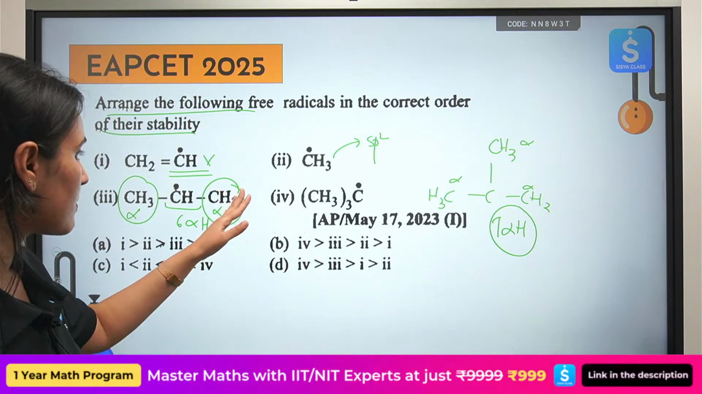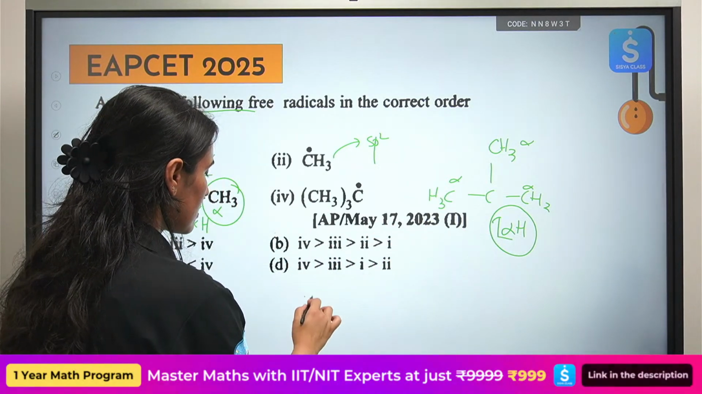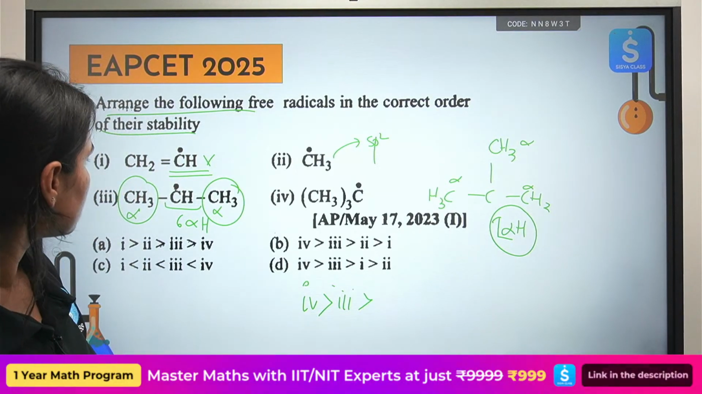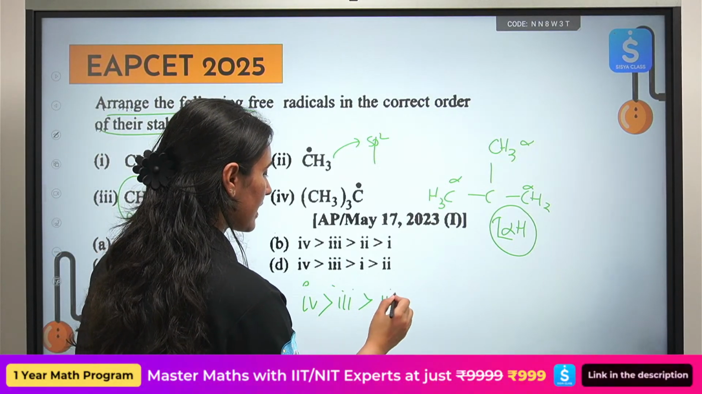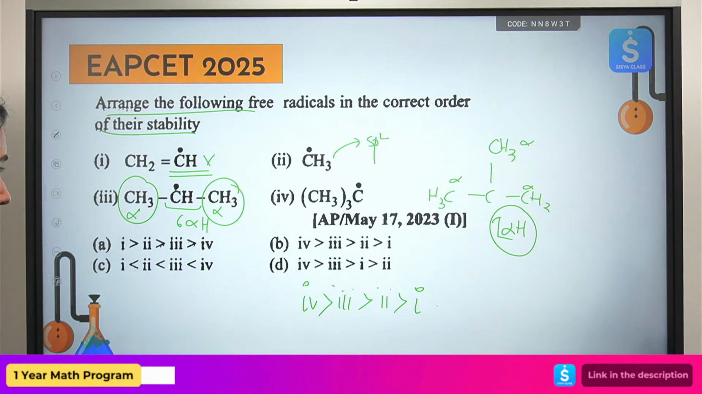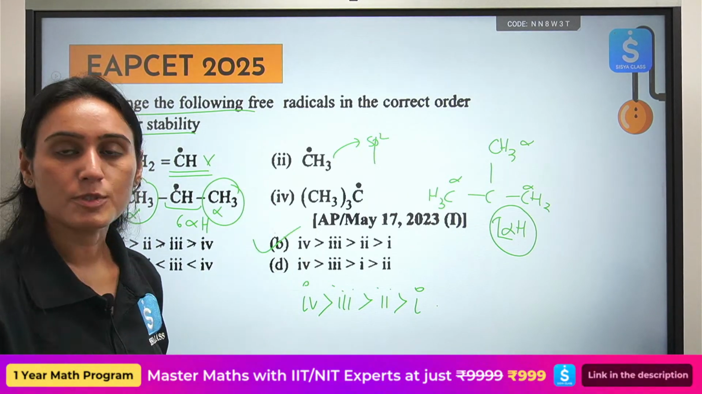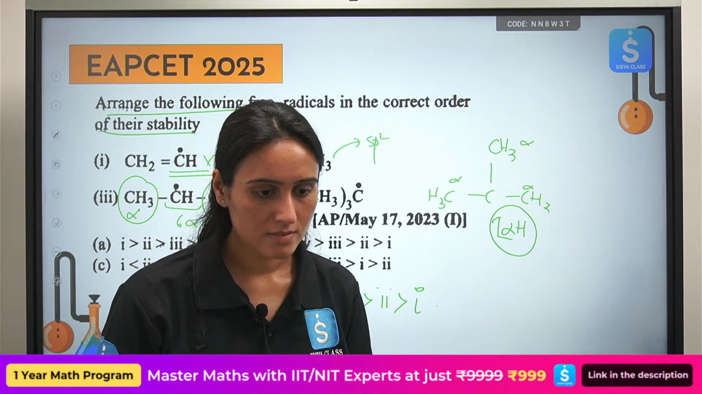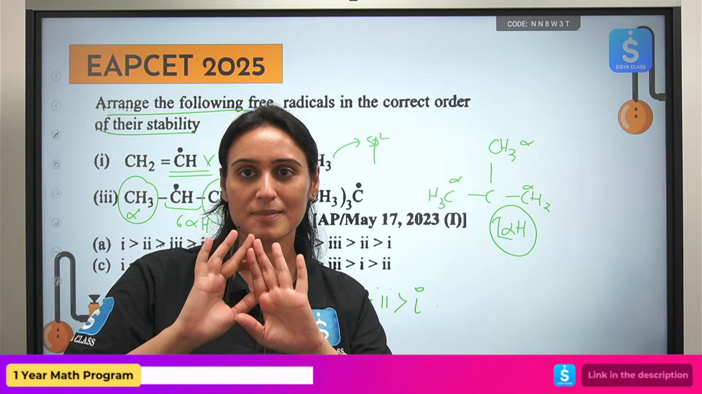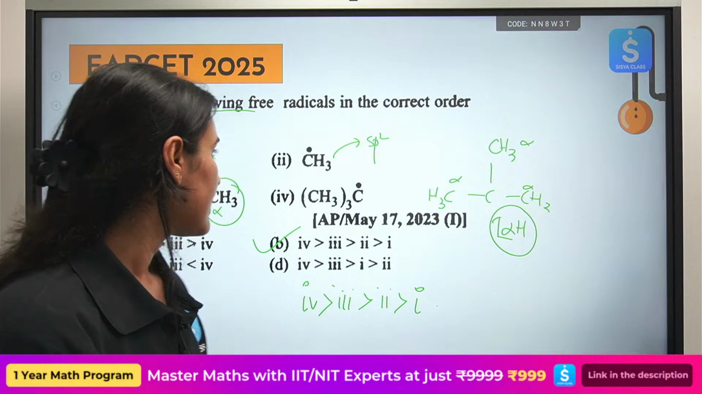So what would be the correct order? 9 alpha hydrogens, third, second, and then in the end first. Fourth, third, second, first. Option B will be the correct answer. Alright. So I hope it is making sense to everyone. Alright. Let's see the next question.